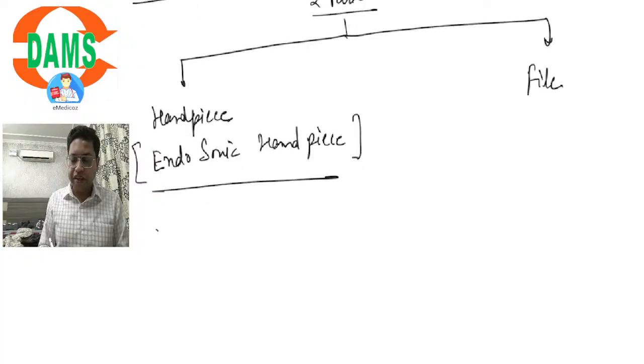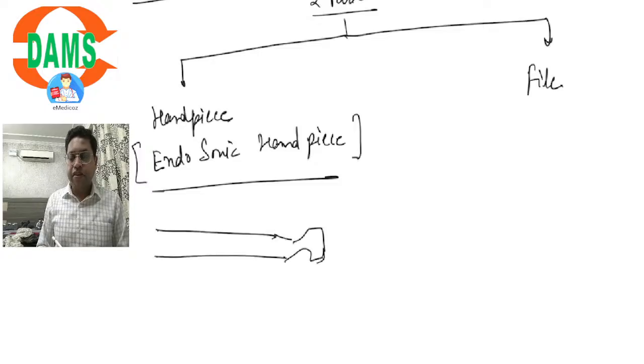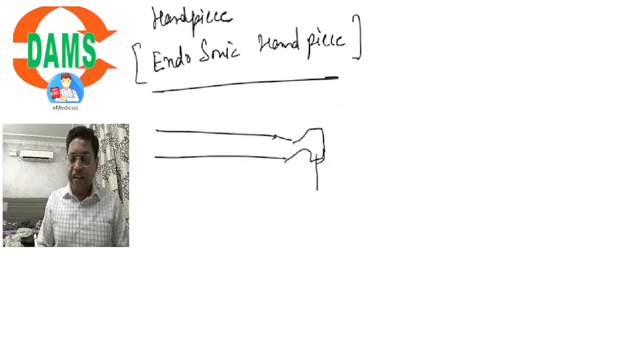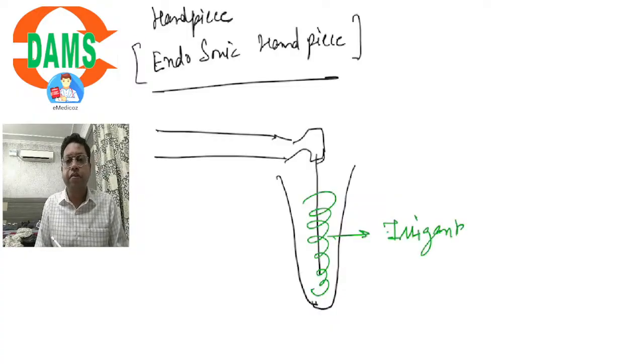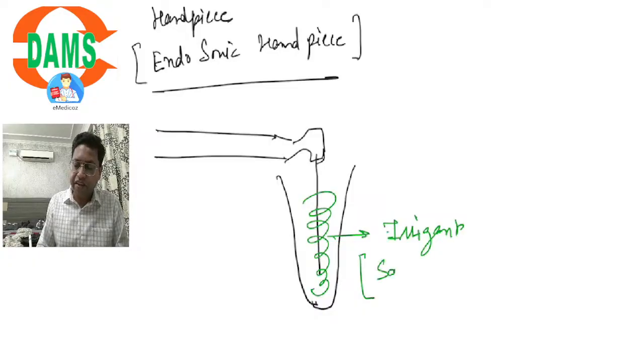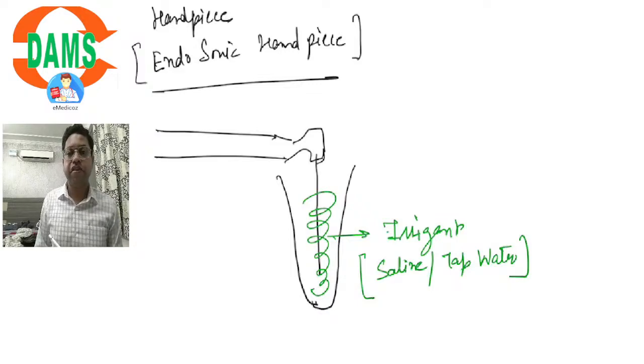So there would be something like this, to which we would attach a file that would vibrate at the sonic frequency, and this would then be placed inside the root canal. This root canal would be flooded with irrigant. What is the irrigant that we use with these sonic systems? It is saline or tap water. We use plain saline or tap water. This is the irrigant for them.